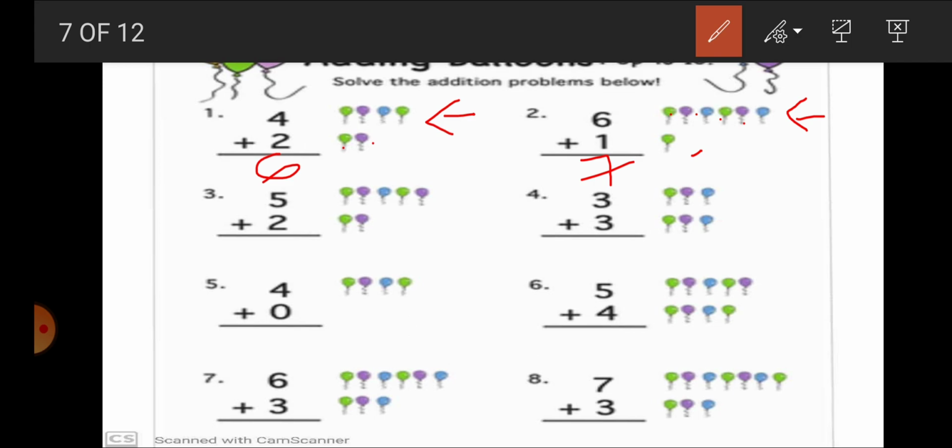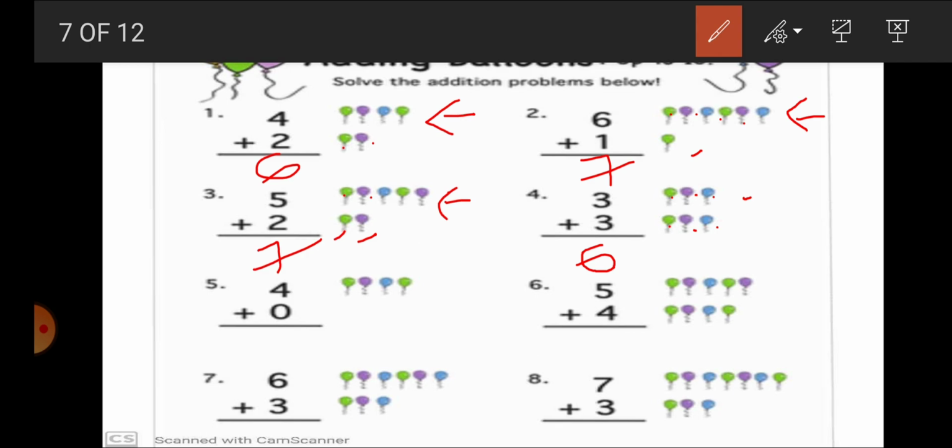Next sum is 5 plus 2. You have seen that 5 balloons are present over here. 1, 2, 3, 4 and 5. We have to add 2 more. After 5 comes 6 and 7. Next sum is 3 plus 3. This is number 3. So count the balloons. 1, 2 and 3. Plus 3 more. 4, 5 and 6.